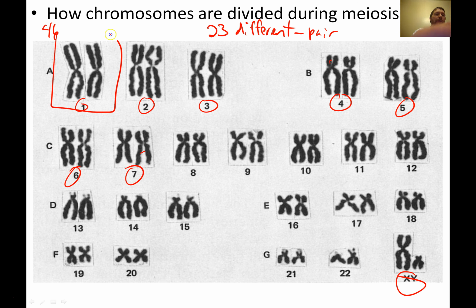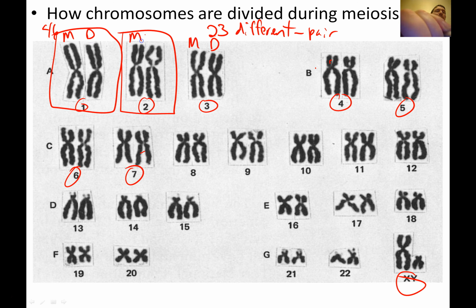So we have 46 chromosomes because for each possible chromosome, we have two of them. Here's chromosome 1, and you can see we have two of them. We have two copies of chromosome 1, two copies of chromosome 2. You may have already guessed the reason why we have two copies of each chromosome: we got a copy of each chromosome from mom and dad. For chromosome 1, your mommy gave you a chromosome 1 and your daddy gave you a chromosome 1. For chromosome 2, your mommy gave you a chromosome 2 and your daddy gave you a chromosome 2. That's why we have 46 chromosomes: 23 different chromosomes, and two copies of each.